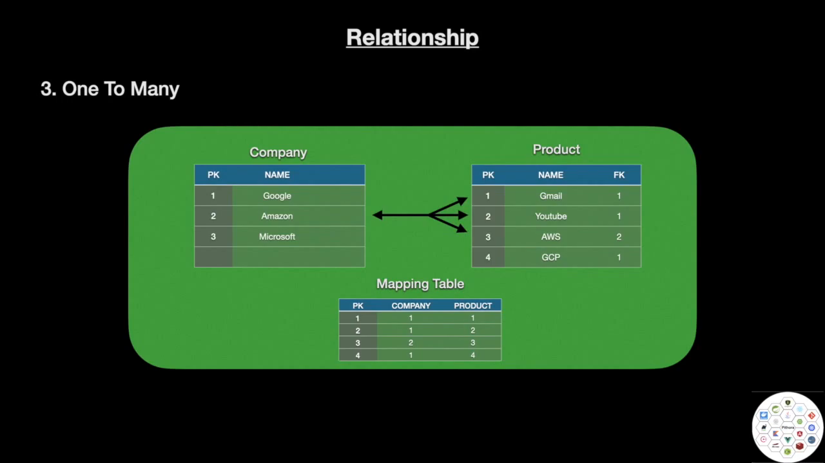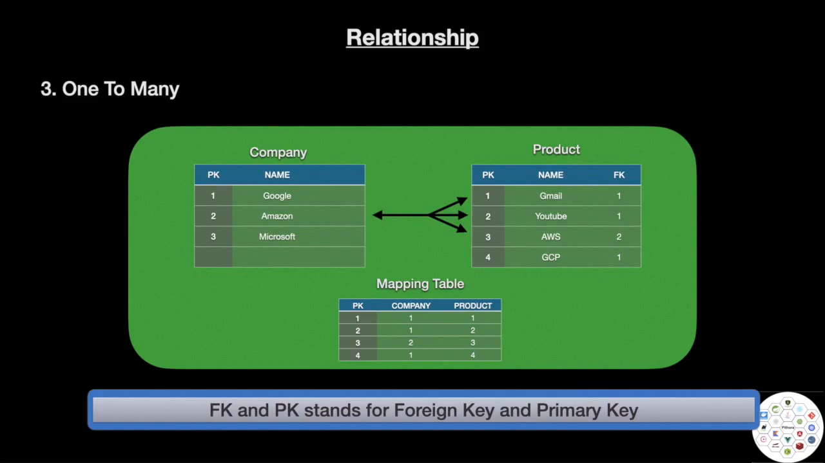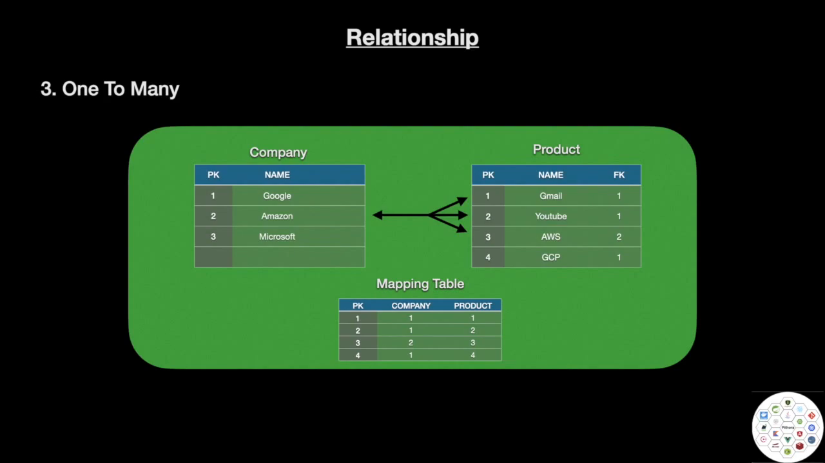For that we have company ID 1, that is Google, product ID 1, Gmail. Company ID 1, that is Google, product ID 2, that is YouTube. Then the third is company ID 2, that is Amazon, and product ID 3, that is AWS. And the fourth one is company ID 1, that is Google, and product ID 4, that is GCP. So it's like that how we manage one to many in both directions. So this is represented as 1 to n because one record in the left table is connected with n records in the right table. So this is one to many.